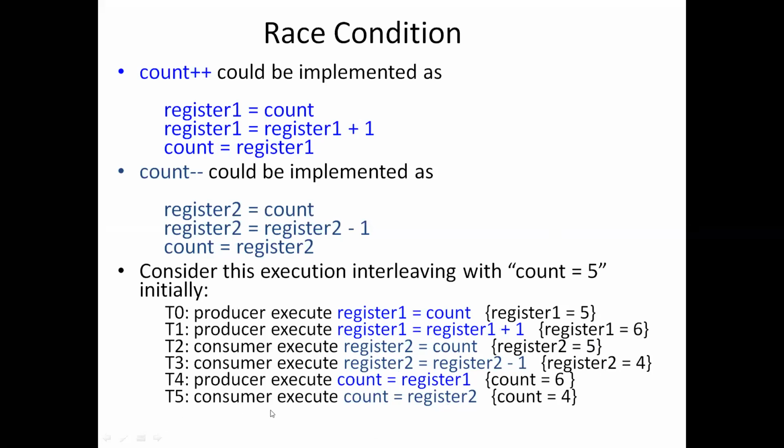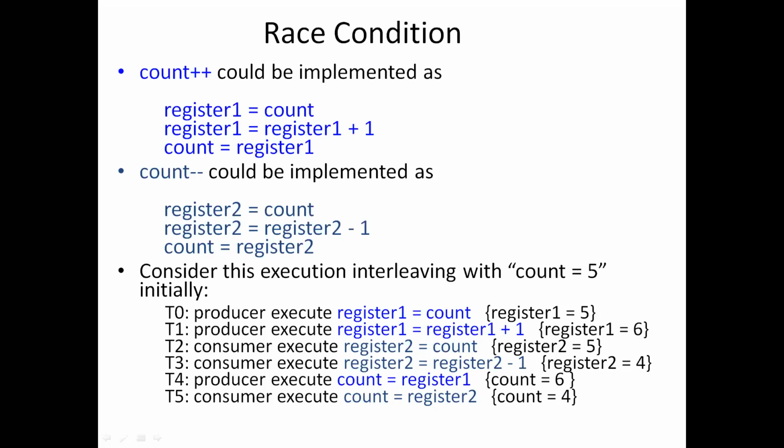And thread 5 is executing the consumer code, that is count is equal to register 2. What is the value in register 2? Register 2 has the value 4, and now 4 is stored in count. So the producer code is updating the count to 6 and the consumer code is updating the count to 4.